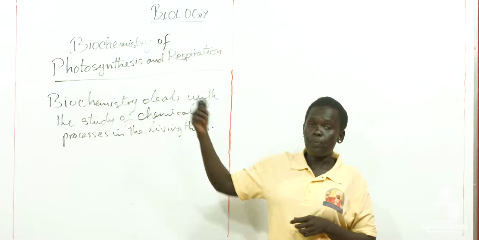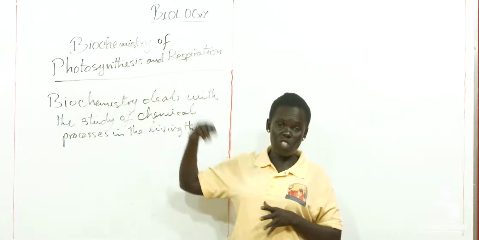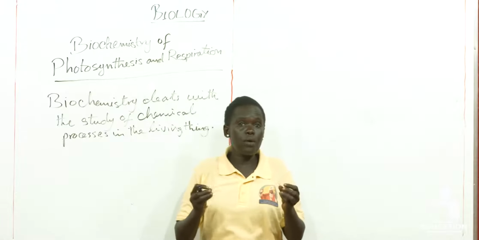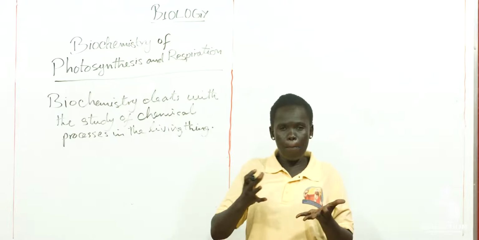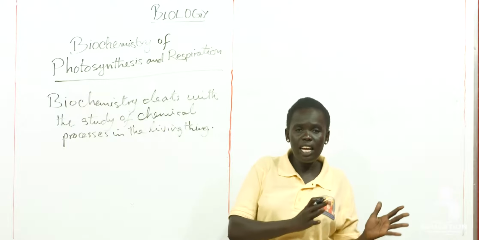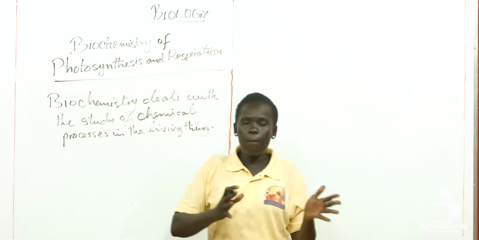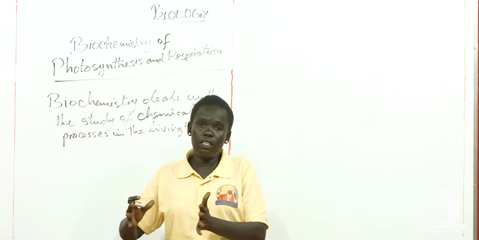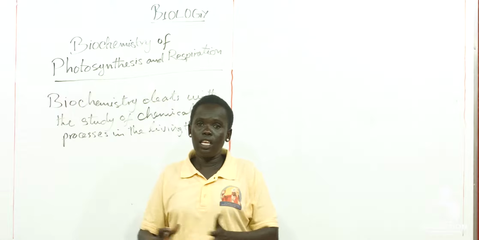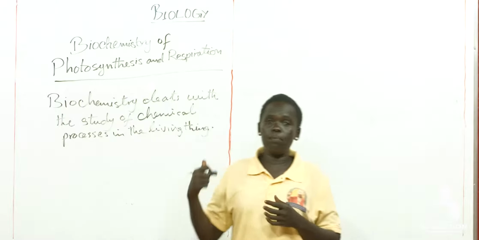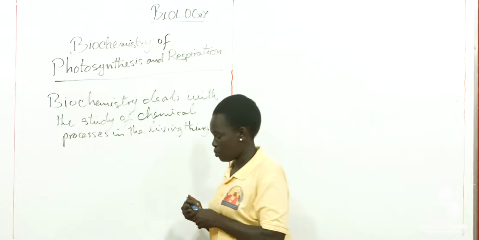So if we are studying the biochemistry of photosynthesis, that means we want to see, because photosynthesis is a biochemical reaction, that it undergoes several chemical reactions. It's not just simple like it is presented by the equation.